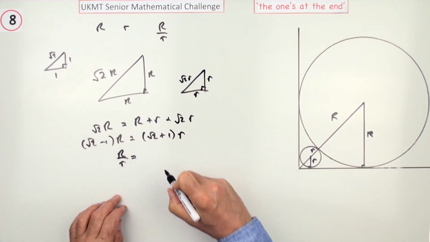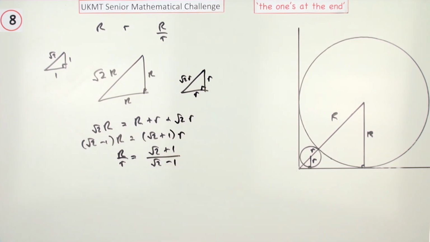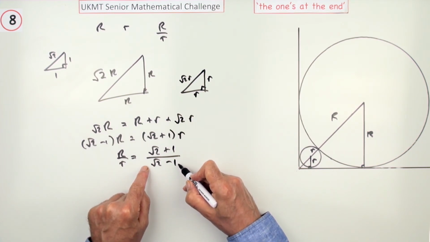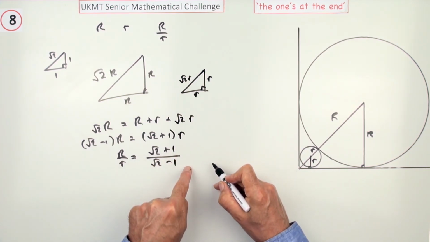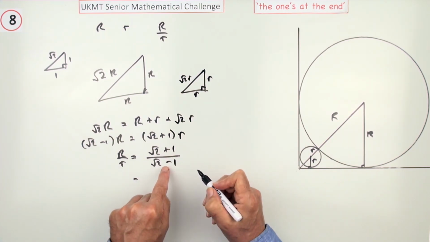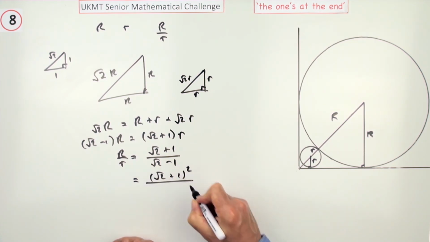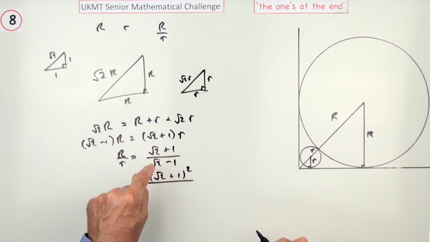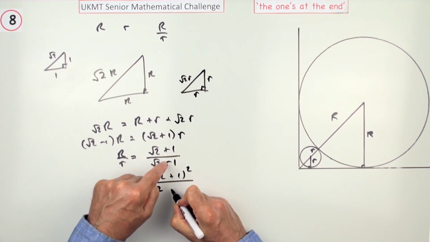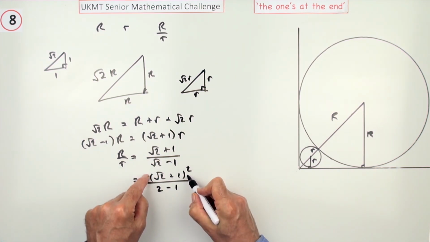R over r, the required ratio, will be root 2 plus 1 over root 2 minus 1. Of course the answer isn't given that way, so I'll make sure that I rationalise the denominator by multiplying the top and the bottom, numerator and denominator, by the conjugate, which will be root 2 plus 1, so the top will turn into root 2 plus 1 squared. And of course, in choosing that, the bottom then becomes the difference of two squares. So that squared is 2 and that squared is 1. Well, 2 take away 1 is 1, so that's gone, so it's just square the top.